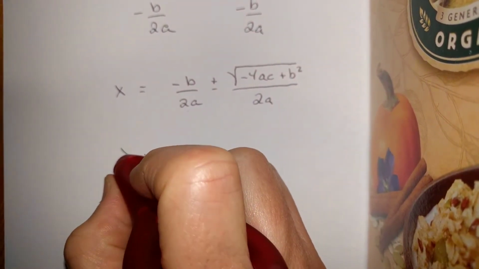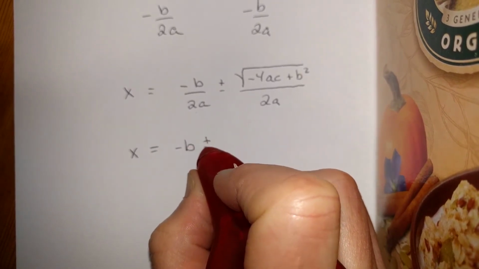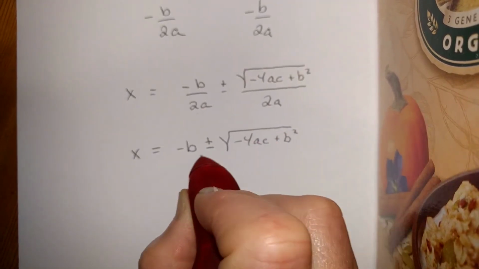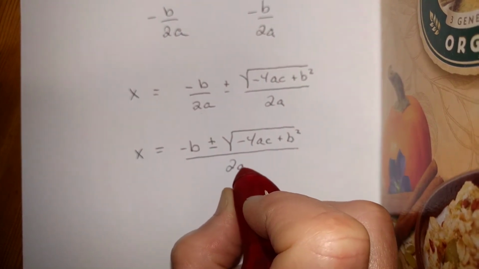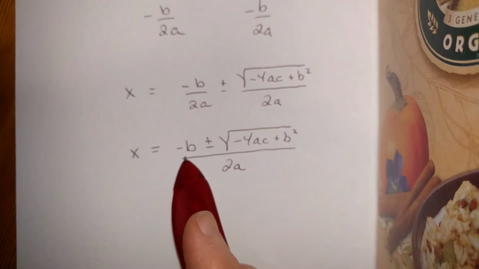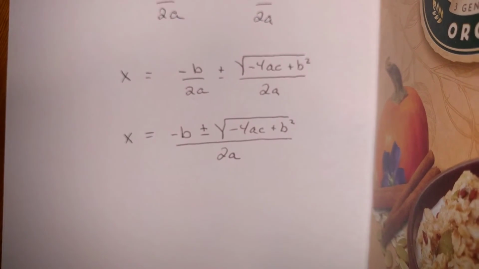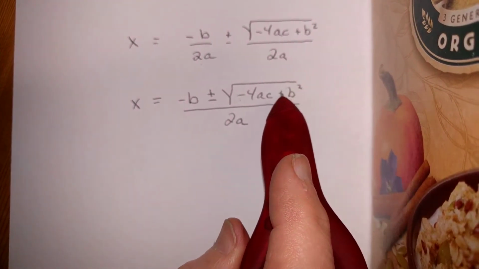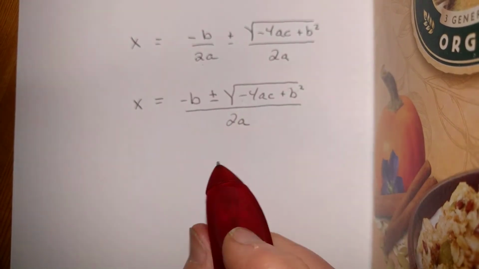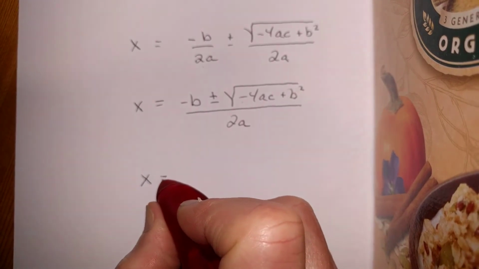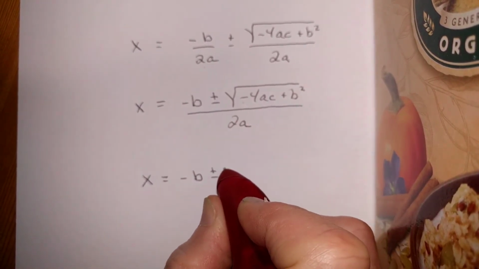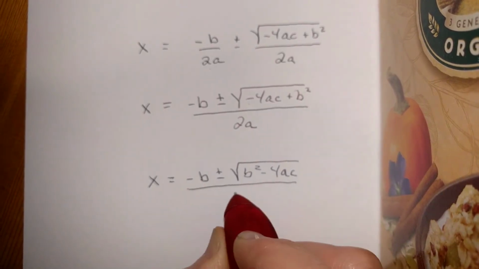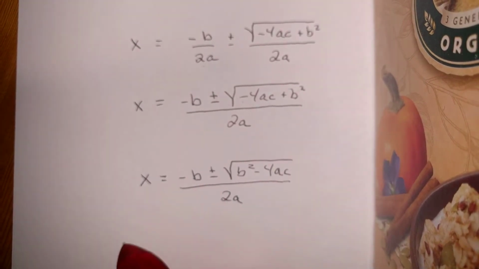So I'm going to combine them, and I'm going to get x equals negative b plus or minus the square root of negative 4ac plus b squared all over 2a. Notice the 2a is underneath the whole of the right side of the equation. This should be looking very familiar. I'm just going to rewrite this square root so that my positive symbol's first and my negative is second, so we don't lose that negative. And I get x equals negative b plus or minus the square root of b squared minus 4ac all over 2a. This we should recognize is our quadratic formula.